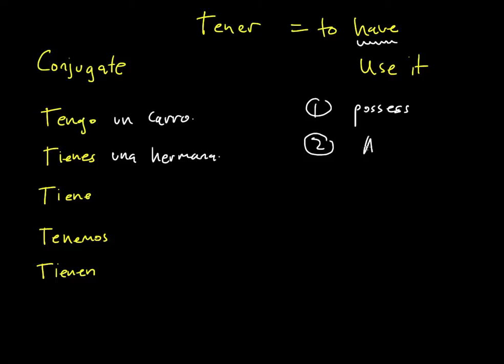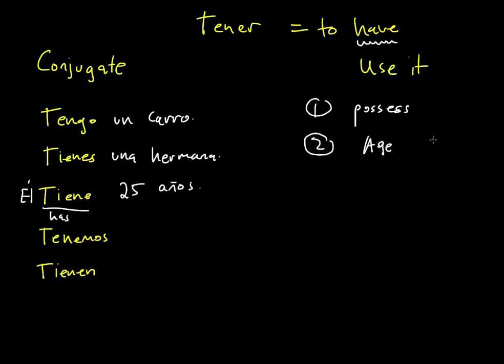The second use is to express or to tell our age. So let's include over here a subject pronoun to clarify this. So él tiene, let's see, 25 años, okay? What this really says here literally is he has 25 years, okay? But in English, we say he is 25 years old.